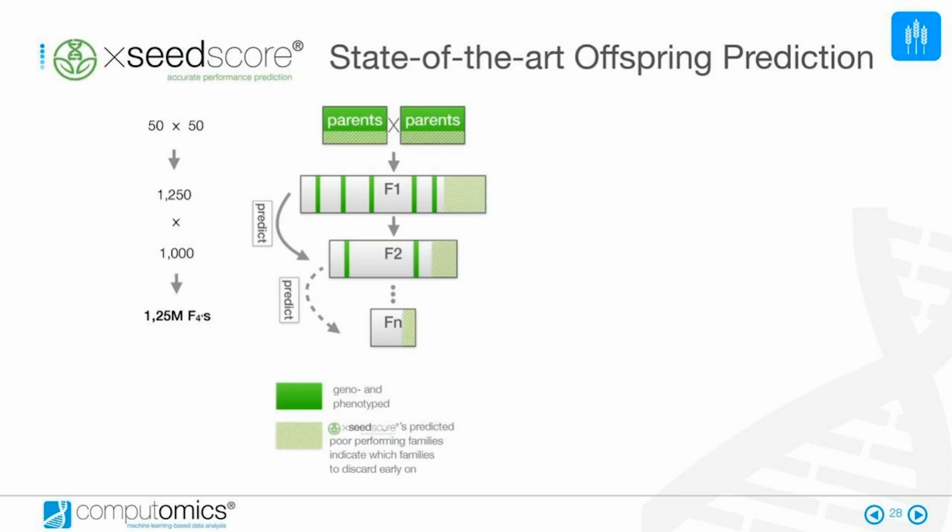We can work with only the parental genotypes and phenotypes, but as I mentioned earlier, machine learning models really benefit from data quality and quantity. And by phenotyping and genotyping selected offspring, or by including historical data from genetically closely related lines, we can increase the prediction accuracy.